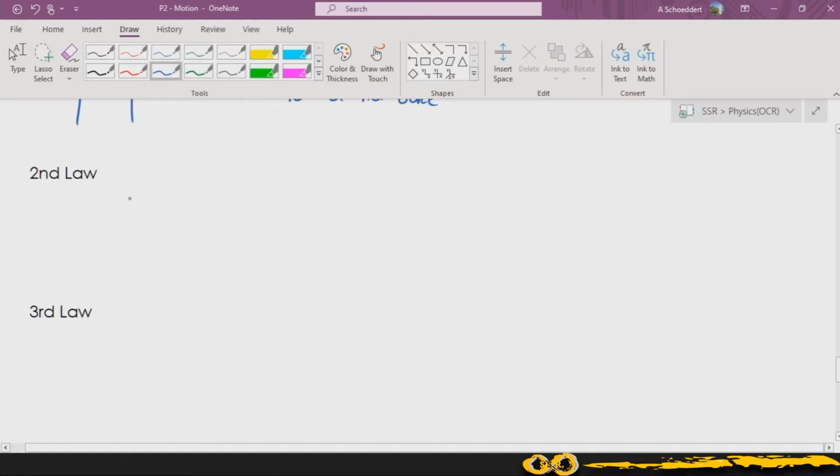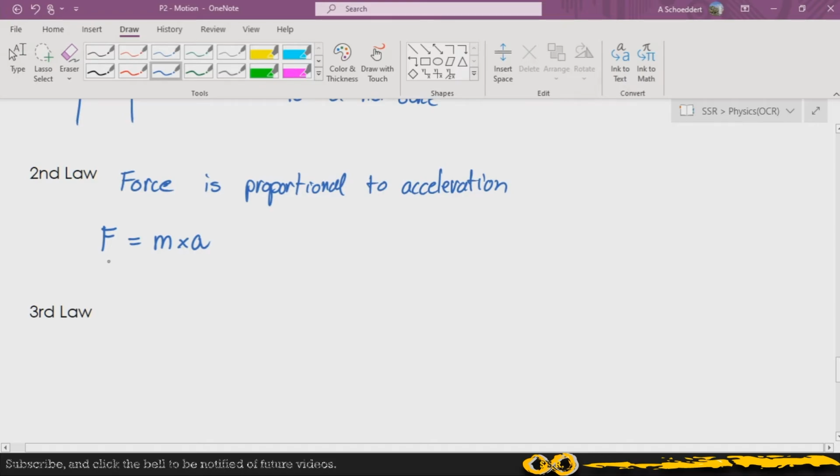Newton's second law says that force is proportional to acceleration. So it says that the force you put on an object is proportional to the mass and to the acceleration of that object. And so the first law is really just an application of this, because I always like to add under this force that it's a net force.